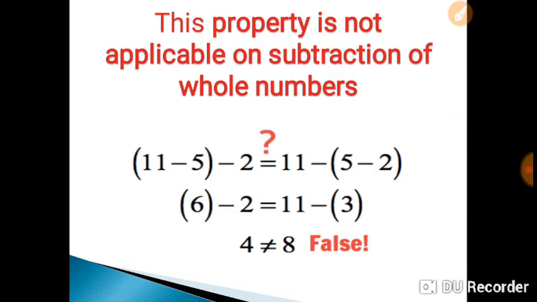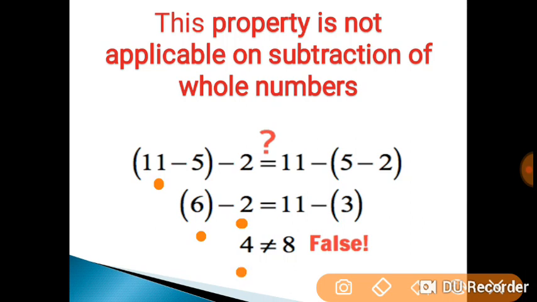This property is not applicable on subtraction of whole numbers. Consider 3 whole numbers 2, 5 and 11. Let us try to subtract 11 minus 5 first, which will give you 6. Now from 6, when you subtract 2, the result is 4.